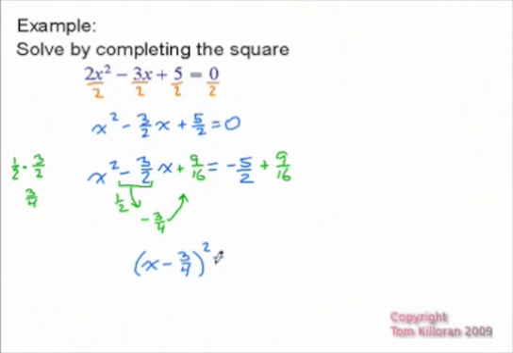On the right we'll just need to get a common denominator, which happens to be 16. Multiply top and bottom here by 8. That'll be negative 40/16 plus 9/16. That'll leave us with a negative 31/16.